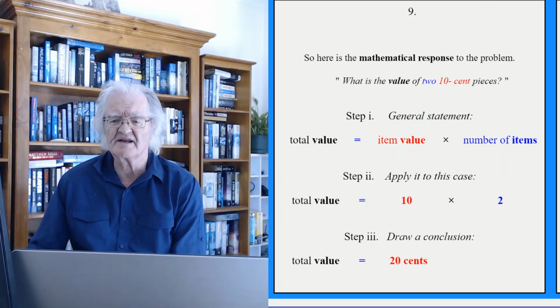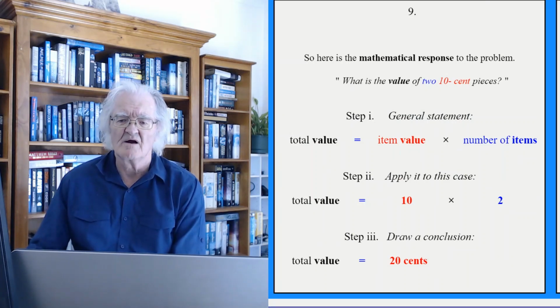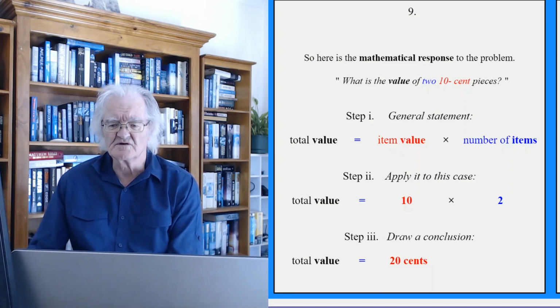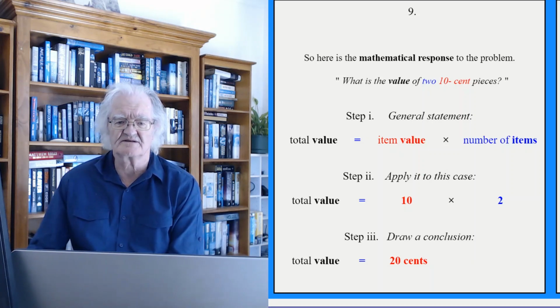So here's the mathematical response to our problem. What is the value of two 10-cent pieces? Step 1, make a general statement. Total value equals item value by number of items. Step 2, apply it to this case. So total value is 10 times 2. Step 3, draw a conclusion. Total value is 20 cents.